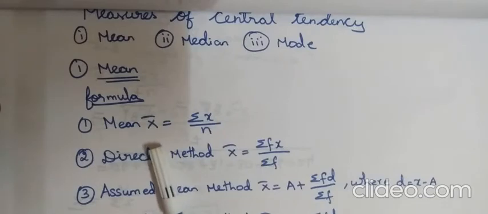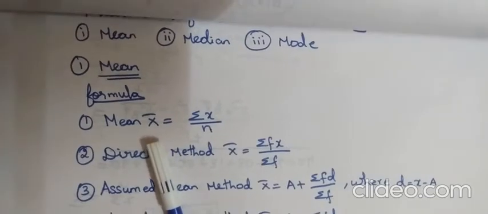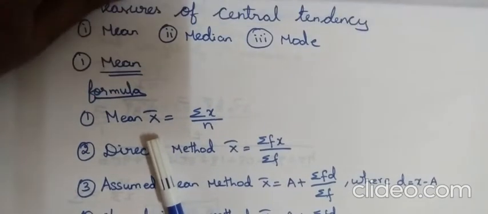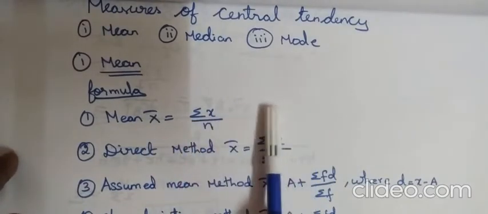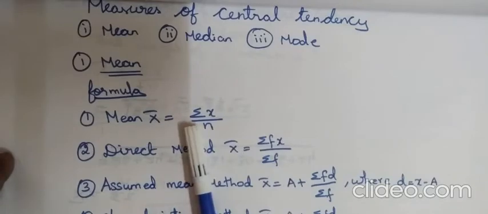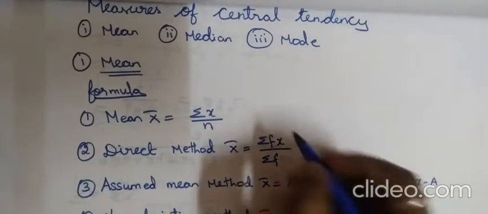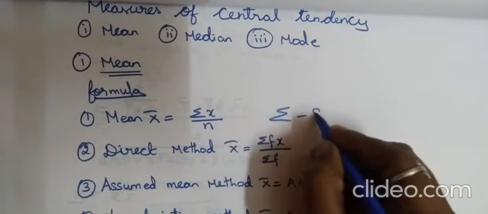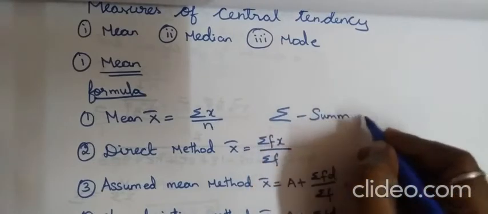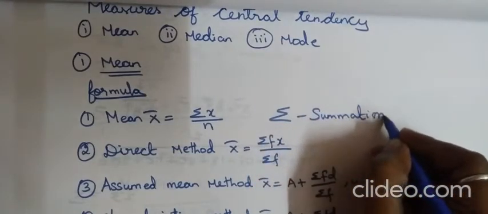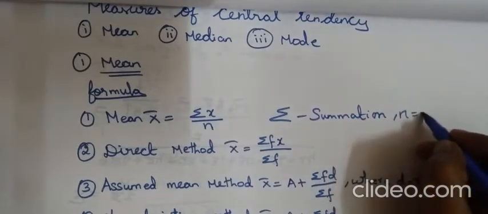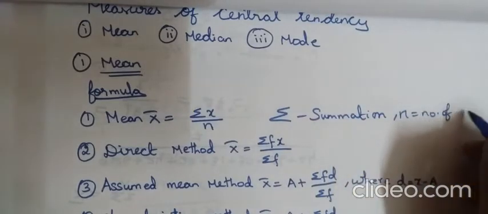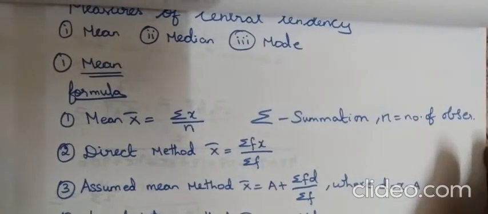Arithmetic mean: x bar is nothing but average. X bar is equal to summation x divided by n. The symbol is nothing but summation, that means the sum of all the values. N is nothing but the number of observations, which is given in the question.